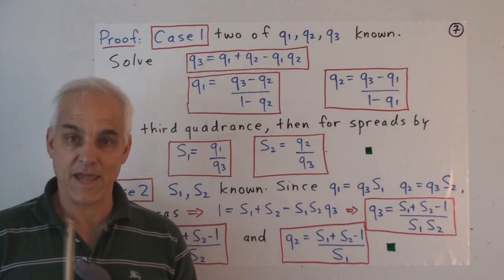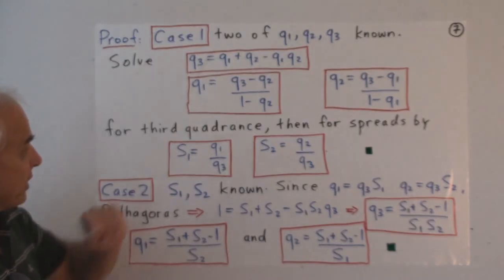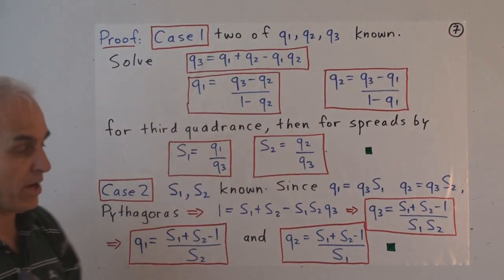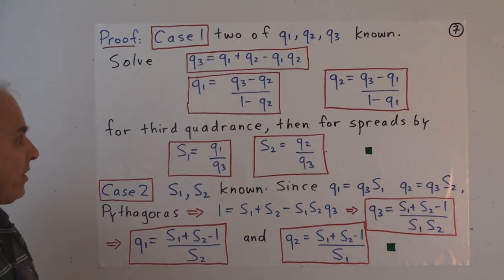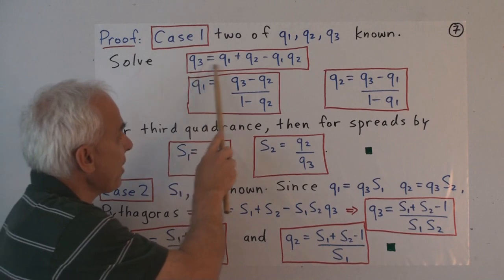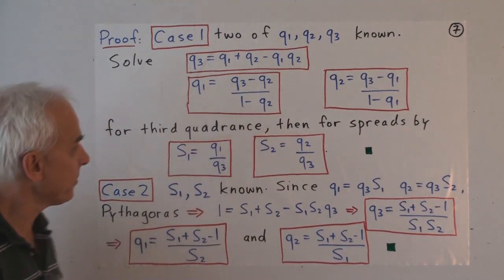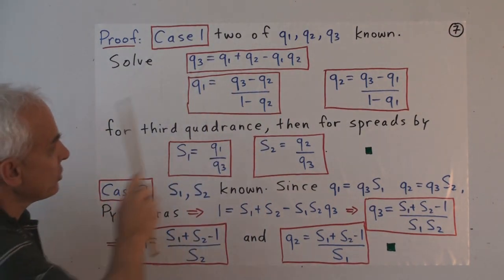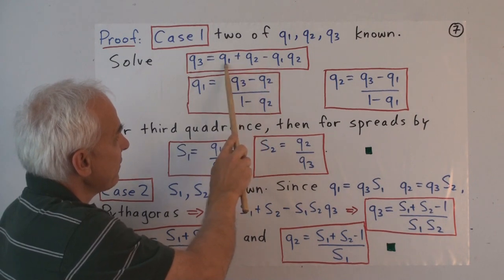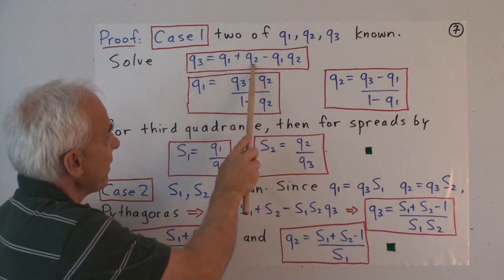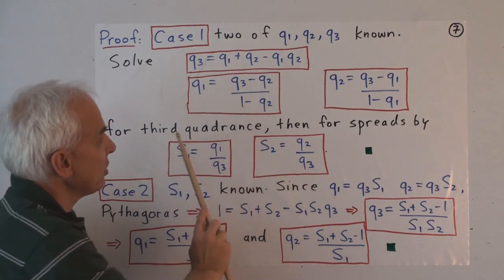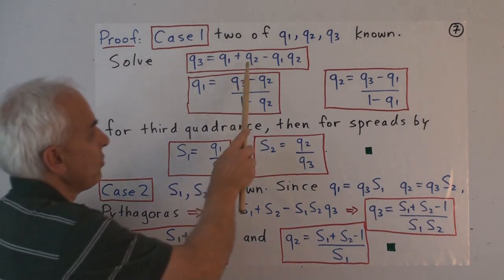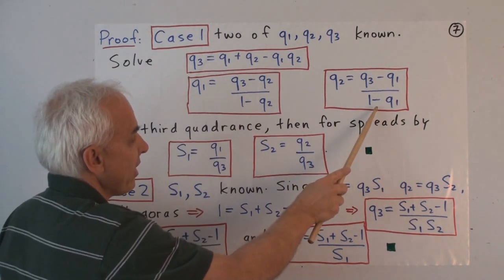Alright, so let's go through this case by case. The first case we're going to look at is when two of the three quadrances are known. So two of these three are known. How do you find the other quantities? Well, the relationship between the three quadrances is given by Pythagoras' theorem. And this is linear in each of the three variables. So if we want to solve for Q1, we just factor the Q1 terms together, bring everything else to the other side. We get Q3 minus Q2 divided by 1 minus Q2. And symmetrically, Q2 equals Q3 minus Q1 divided by 1 minus Q1.